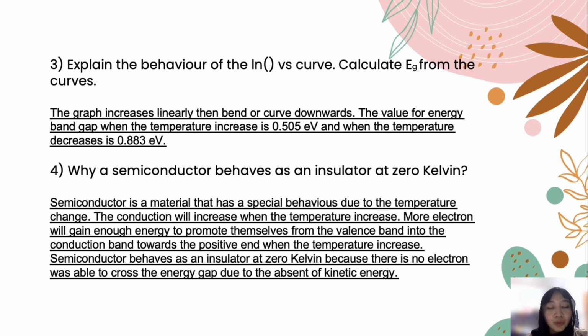The last question: why does a semiconductor behave as an insulator at 0 Kelvin? A semiconductor behaves as an insulator at 0 Kelvin because no electron is able to cross the energy gap due to the absence of kinetic energy.